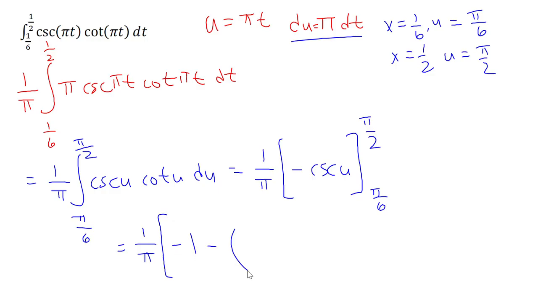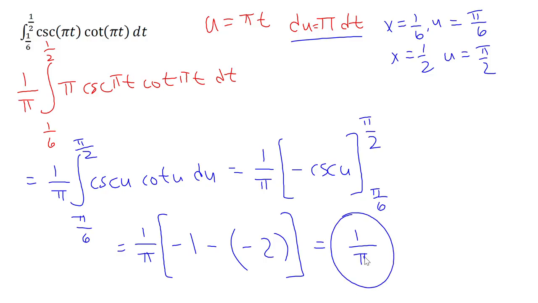And then it'll be minus. And then again, we're going to have the negative there. And then the sine of pi over 6 is a half, and so the reciprocal of a half should just be 2. So now if we undo all of this, inside the brackets, we have negative 1 plus 2, which is just 1. We'll multiply it by 1 over pi and get our final answer of 1 over pi.